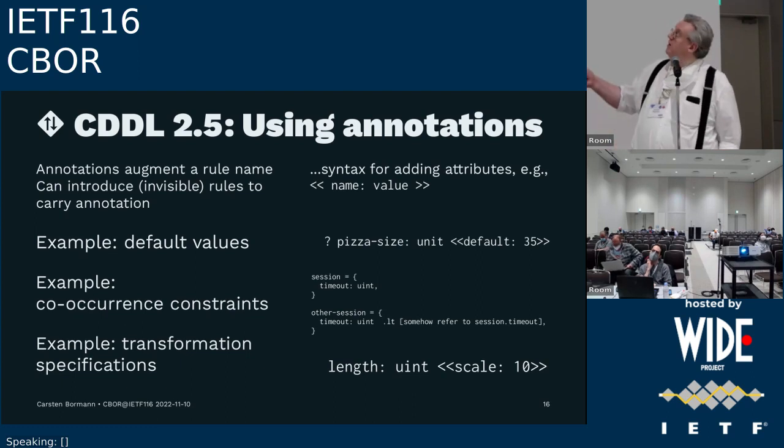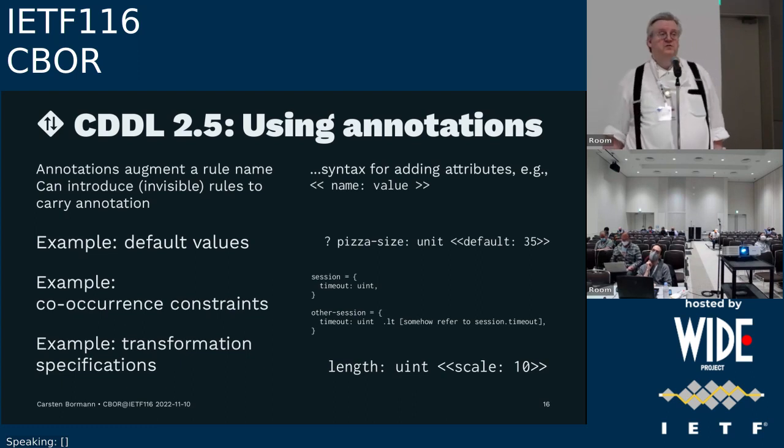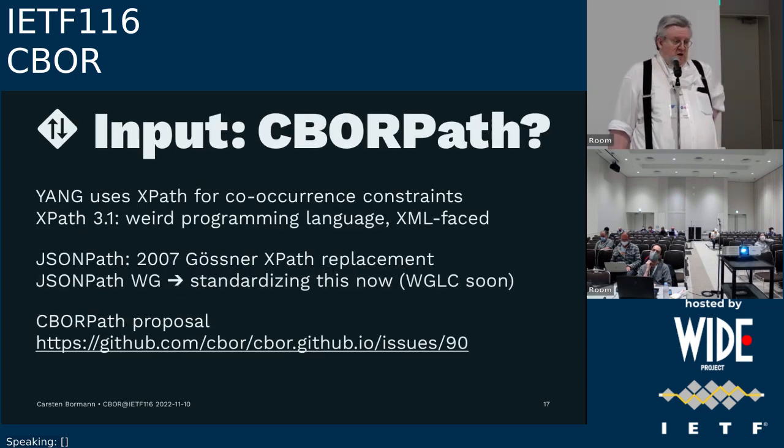And we might even have transformation specifications. So for instance, the number that is in the interchanged item actually has to undergo a scaling transformation by a factor of 10.